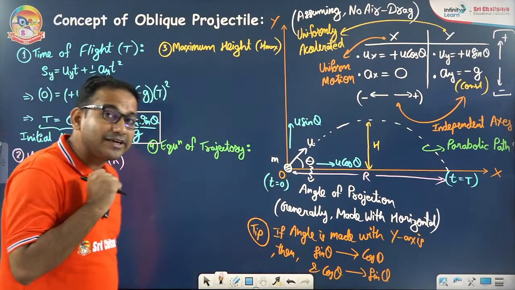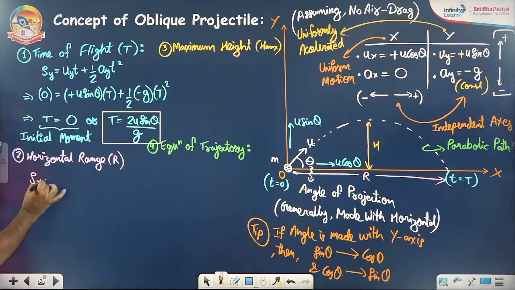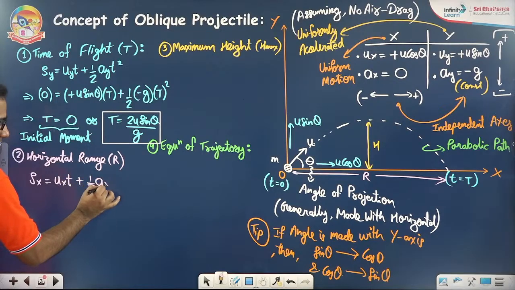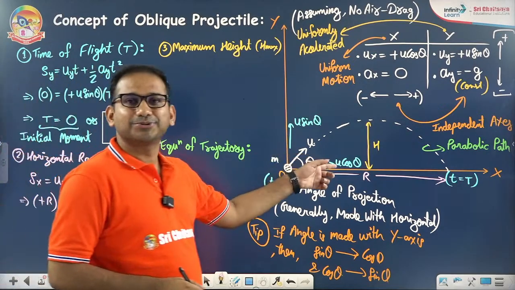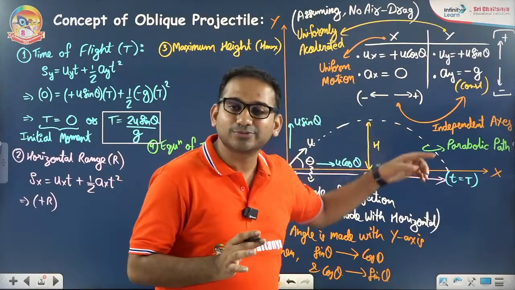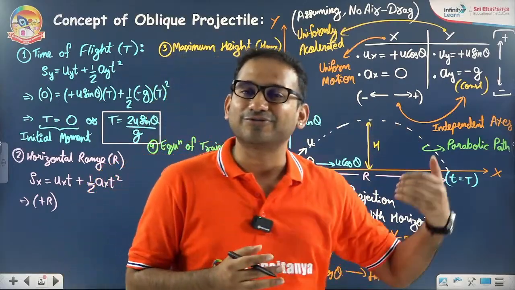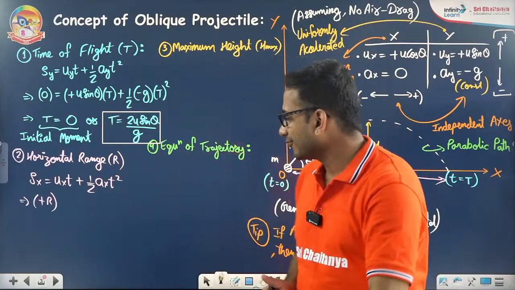So in which axis are we interested this time? We are interested in the x-axis. So Sx will be equal to ux into t plus half ax into t square. See, Sx will be plus R. Why, sir? Because according to this diagram, range is covered in the forward direction, and our convention in the classroom is along the x-axis, forward positive, backward negative, and in the y-axis, upward positive and downward negative.